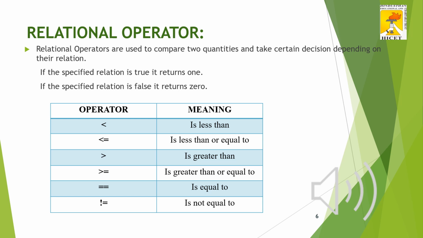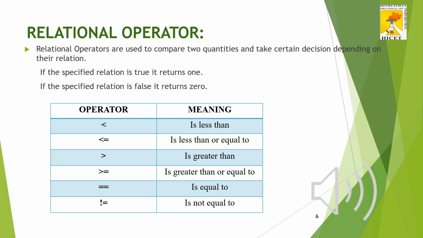Next one is the relational operator. Relational operators are used to compare two quantities and take certain decisions depending on their relation. The main thing is, if the specified relation is true, it returns 1. If the specified relation is false, it returns 0. So if you want to compare two variables or two quantities, we use these relational operators, according to the task.